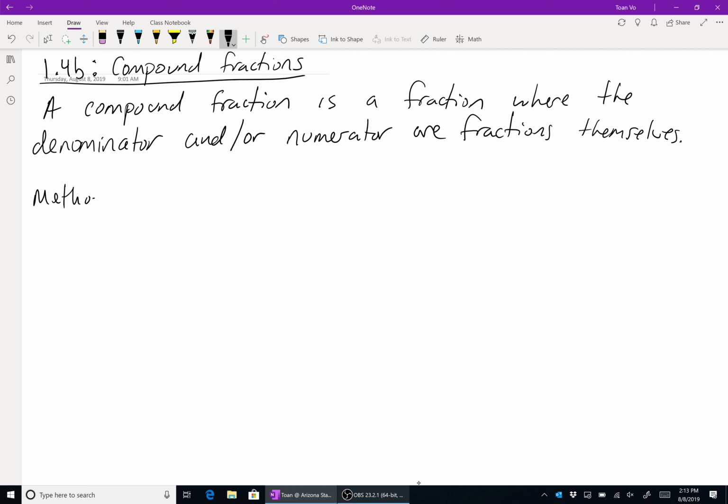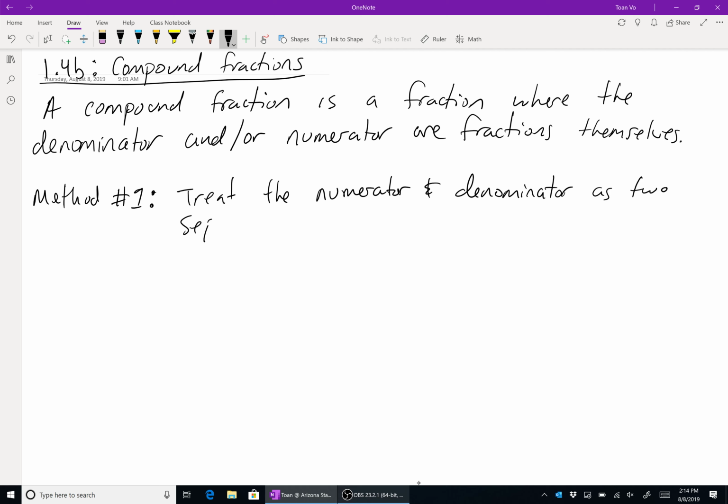Method number one. This is a method that in all my years of teaching this, is the method that kids tend to gravitate towards, which of course means this is the method that I personally do not use, but hey, kids like it. It is to treat the numerator and denominator as two separate expressions.